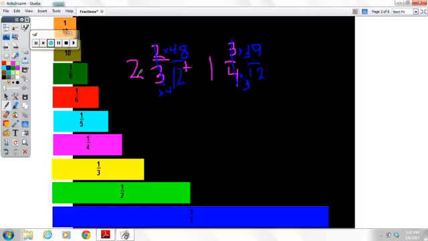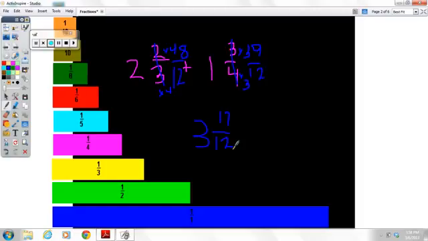Once we get to this part, we add the whole numbers. 2 plus 1 equals 3. We add the numerators. 9 and 8 is 17. The denominator stays the same. And we have 3 and 17/12. However, there's another part to this. We're not going to leave 3 and 17/12 the way it is, because 17/12 is an improper fraction.